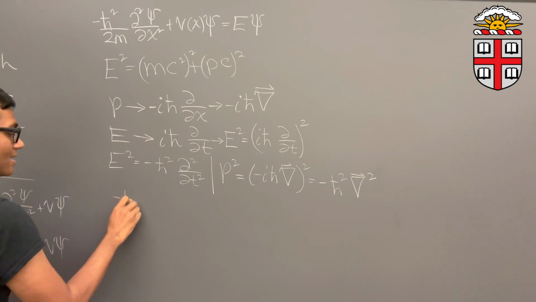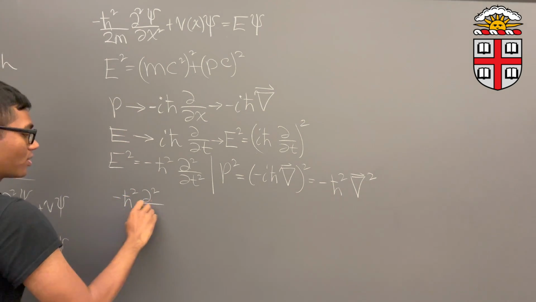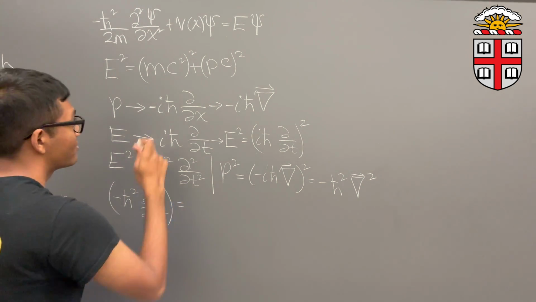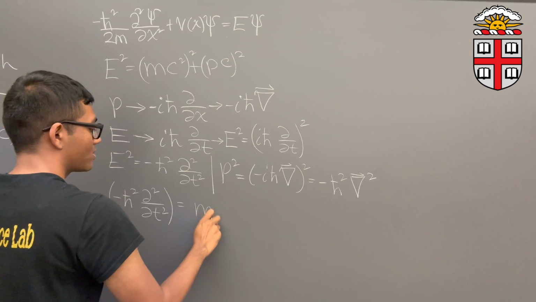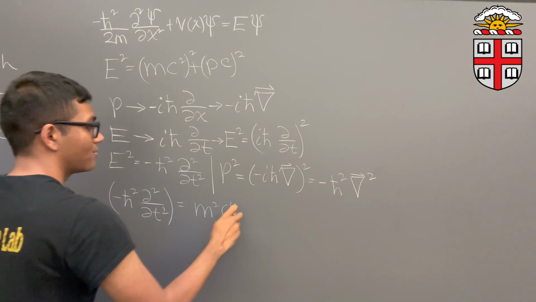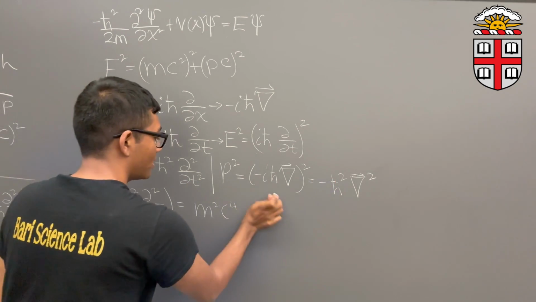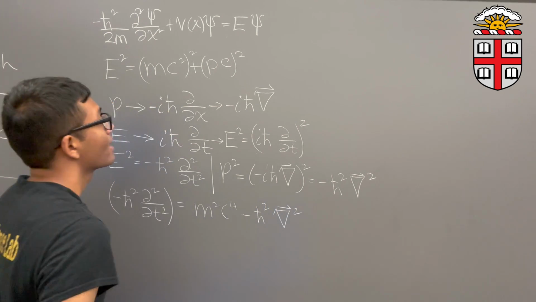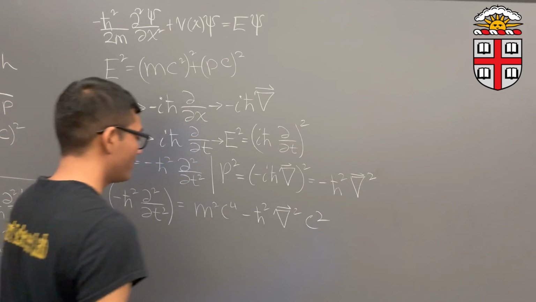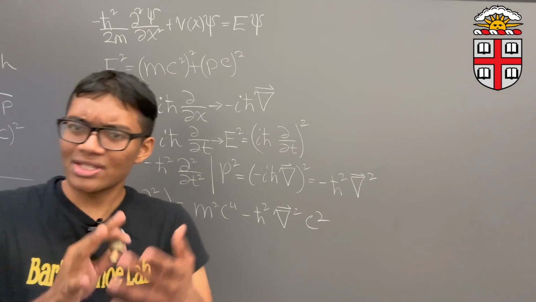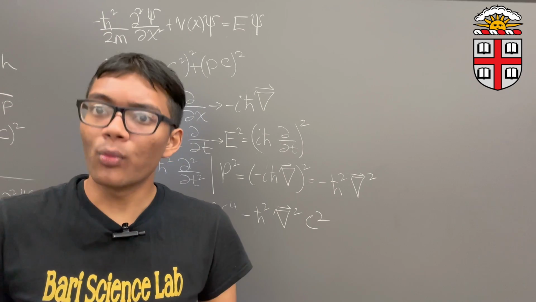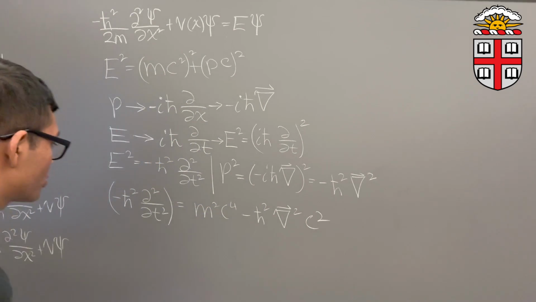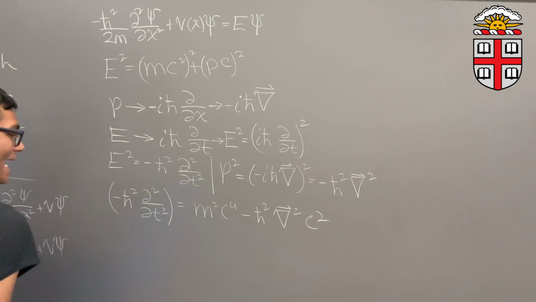So I'm going to have minus h bar squared partial t squared is equal to m squared c to the fourth, and then plus p squared, which is simply minus h bar squared nabla squared times c squared. Okay, very well. Now, of course, none of this really makes sense if we don't use a wave function for this entire thing to operate on. So let's introduce a wave function phi for both sides to act on.